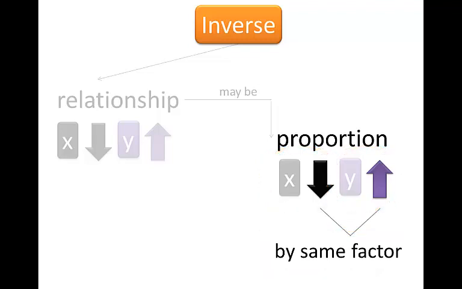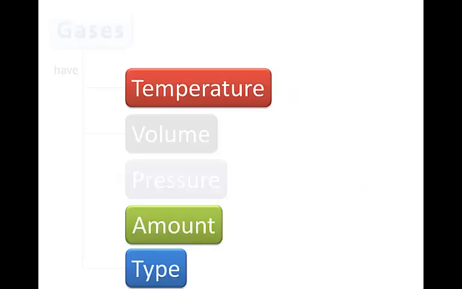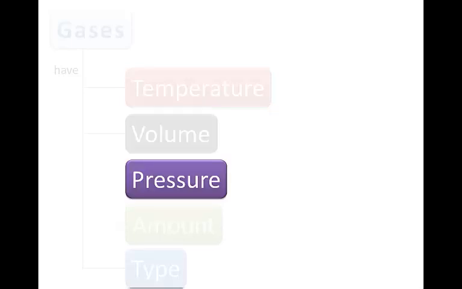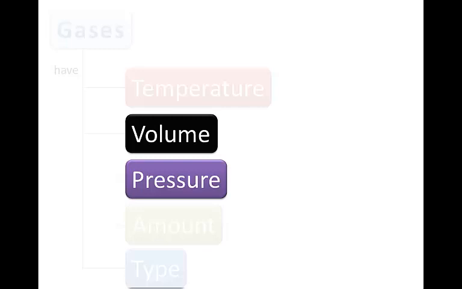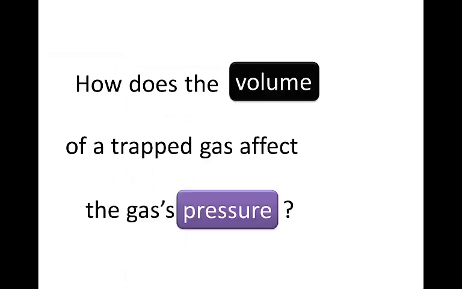So let's look at some ideal easy numbers to test whether volume and pressure are really inversely proportional to one another, not just inversely related. So we're going to keep temperature and amount and type of gas constant throughout this investigation and in this data, and we're going to vary volume, and we're going to see how that affects pressure. So volume is our independent variable and pressure is our dependent variable. So we're asking the focus question, how does the volume of a trapped gas affect the gas's pressure?